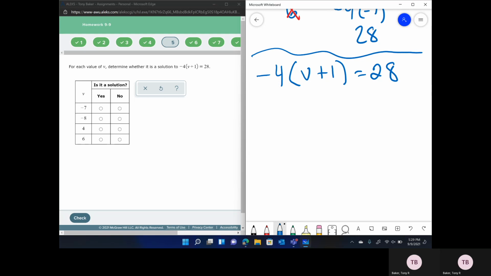So the other option that you have, since there is only one answer, is let's just find the answer. Let's actually do the problem. How do I get rid of parentheses? What did I do at the beginning of class? I just multiplied, right? So I have negative 4v minus 4 equals 28. Simple enough?